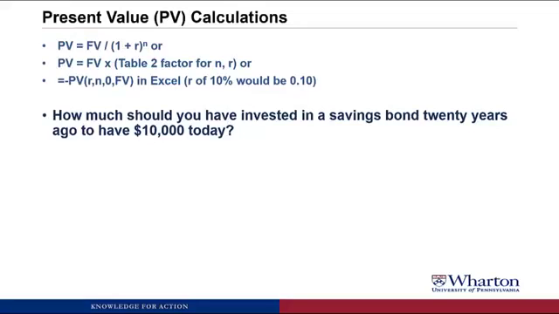So the first question we'll look at is, how much should you have invested in a savings bond 20 years ago to have $10,000 today? Last video we were going to use $10,000 and put it in the stock market. Well, how do we get $10,000? One of the ways we could have gotten $10,000 today would be to invest money 20 years ago in a savings bond and let it grow. The question is, how much would we have needed to invest?